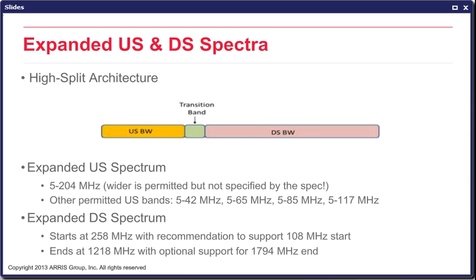The downstream spectrum is also expanded. It starts from 258 megahertz, although the spec recommends a lower start at 108 megahertz, and it ends well above the 1 gigahertz limit that is specified by DOCSIS 3.0. In particular, DOCSIS 3.1 downstream spectrum ends at 1.218 gigahertz with an optional support for 1.7 gigahertz.